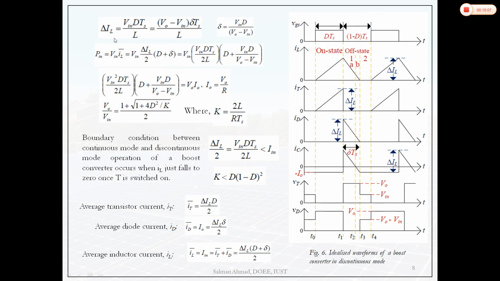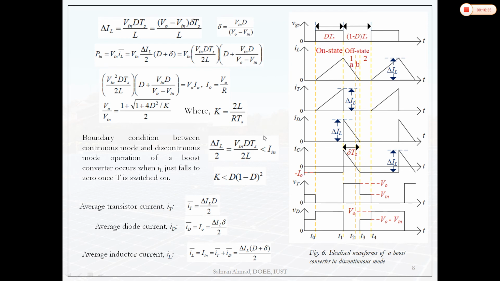So here delta IL is nothing but V in dTs upon L. Okay, so that will be equal to VO minus V in delta TS upon L. So we can find what will be the delta value. Okay, now again doing the same thing, input power will be equal to the output power. Substitute these values, the output input relationship we can find from this figure, from this relationship. Okay, where K is equal to 2L upon RTS.